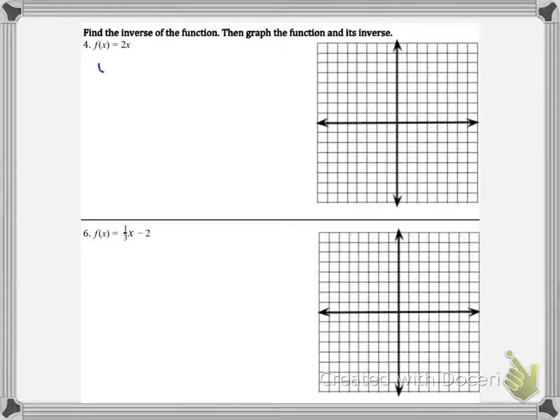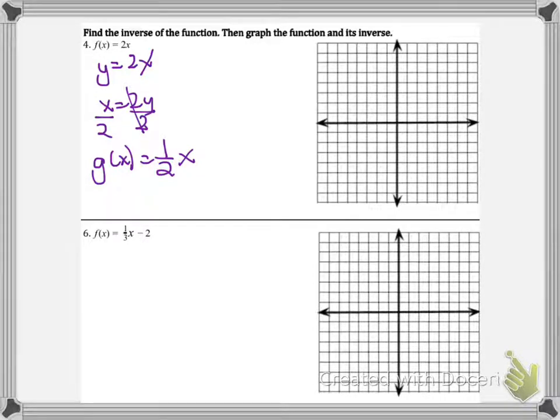If you tried it out, first step, set it equal to y. Then you switch the roles. Then you want to solve for y. So let's rewrite this as g of x equals 1/2 x. Let's graph the first function, f of x equals 2x. That is at 0, up 2, right 1, up 2, right 1. Draw the line.